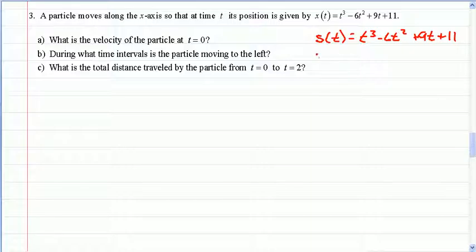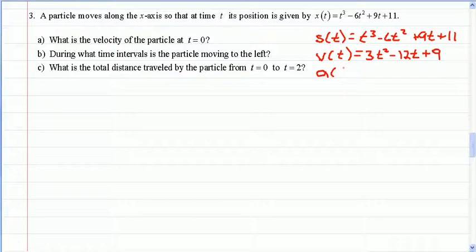So the position is s of t, the velocity is 3t squared minus 12t plus 9, and the acceleration is 6t minus 12. So I always find the three functions and label them on the side, and then I go to the actual parts of the question.